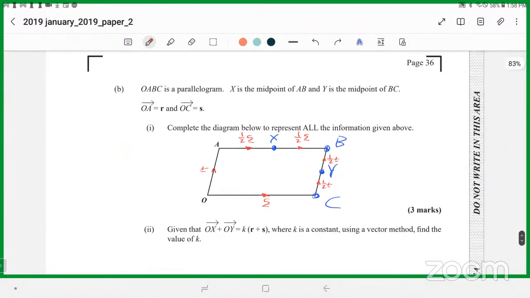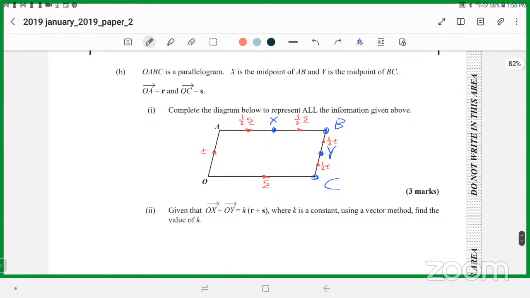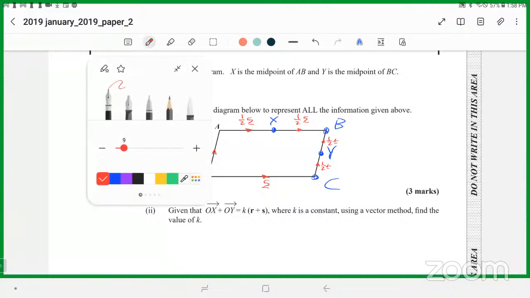Ready now? Pay attention to the arrows. It says, given that OX plus OY is equal to this, where K is a constant, using a vectors method, find the value of K. So now we're going to find the value of K by working out what OX plus OY actually is. Compare it with this, and then we can see what the K is. Let's work out the OX and the OY exactly.